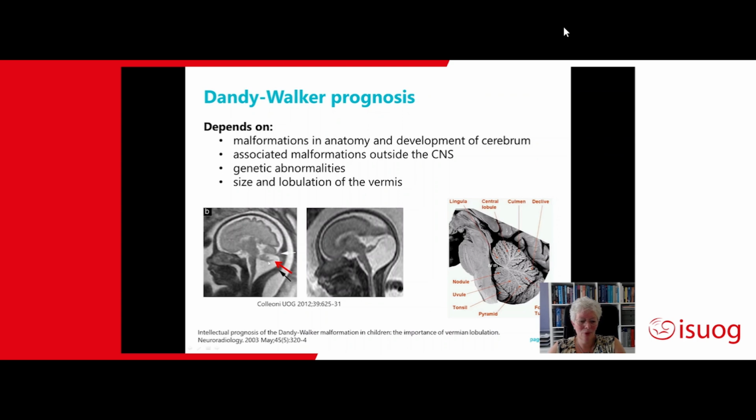What's also important, what you can see more often if you look at Dandy-Walker malformations, is this tail sign over here. It's a structure which is on the outside of the vermis. In normal development, this should disappear during development, but if it stays there and you can see it constantly, then you know that the development has been abnormal.